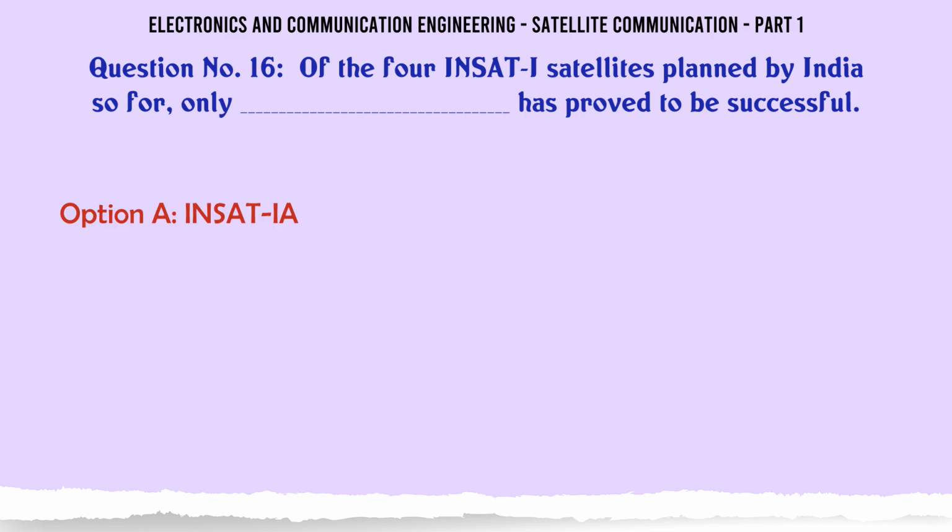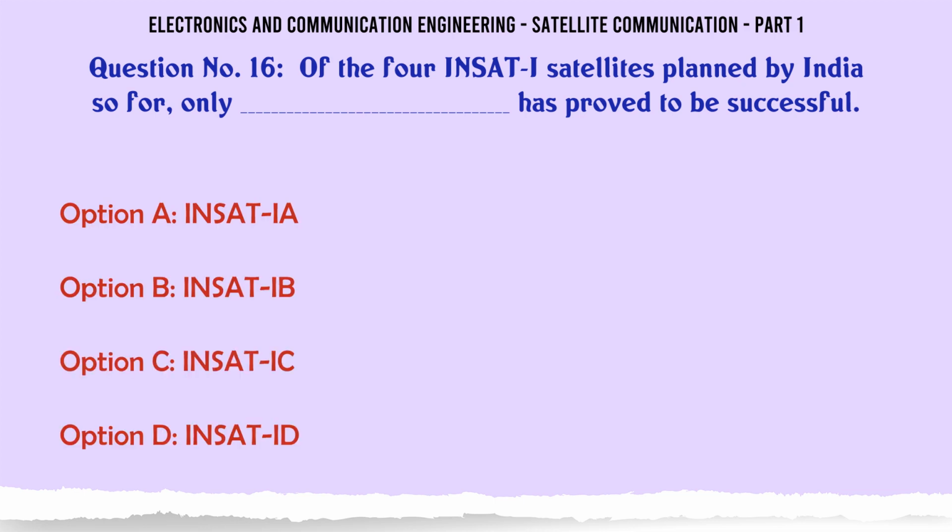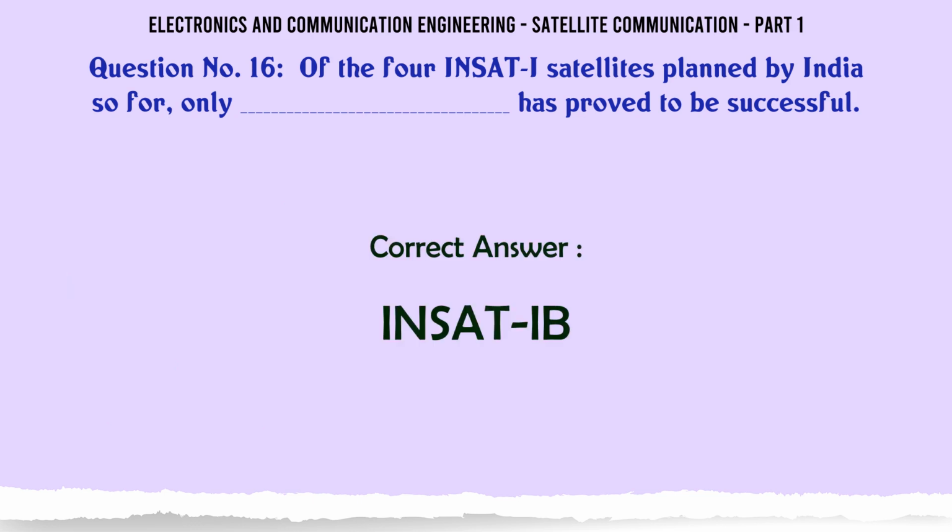Of the 4 INSAT-I satellites planned by India so far, only has proved to be successful: A. INSAT-IA, B. INSAT-IB, C. INSAT-IC, D. INSAT-ID. The correct answer is INSAT-IB.